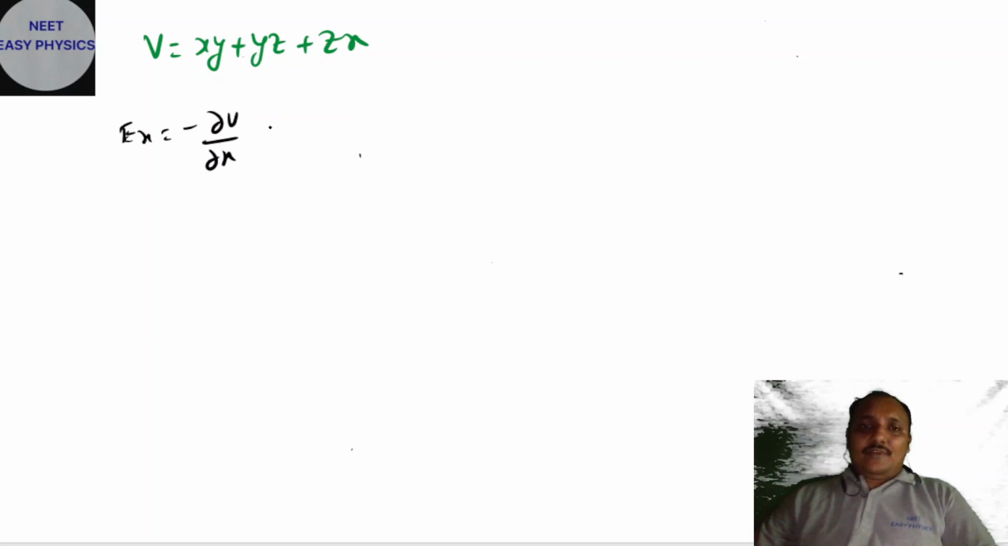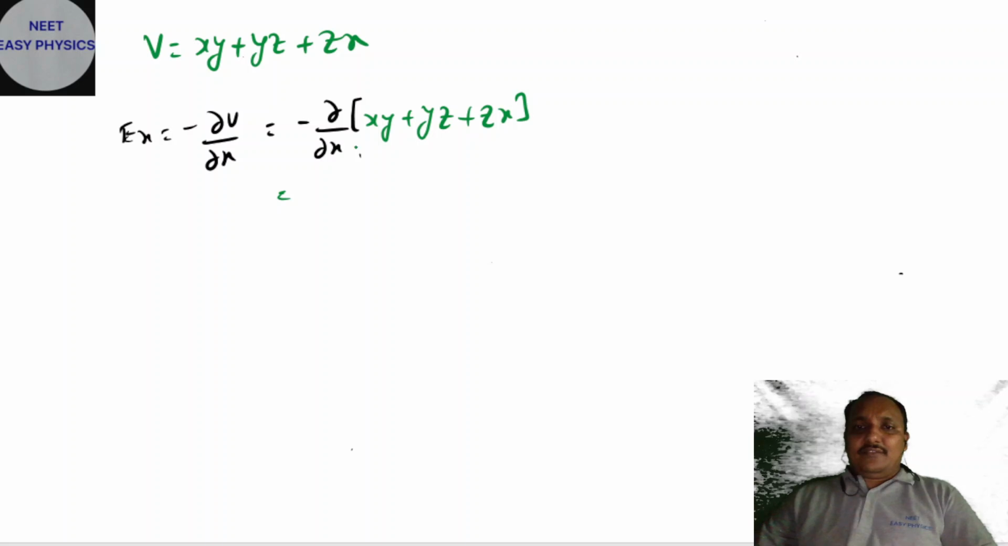So let us assume V is equal to xy plus yz plus zx, they will give. At that time, first we have to calculate Ex, which is minus dou V by dou x. Now minus dou V by dou x means minus dou by dou x of V, and V is xy plus yz plus zx. They can give anything, but you should practice all the models.